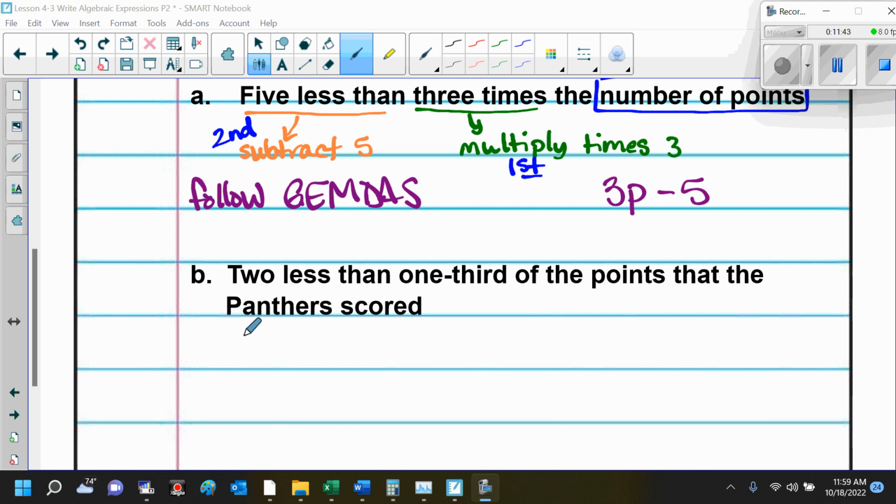All right, example 2b says 2 less than 1/3 of the points that the Panthers scored. What is it that we don't know?